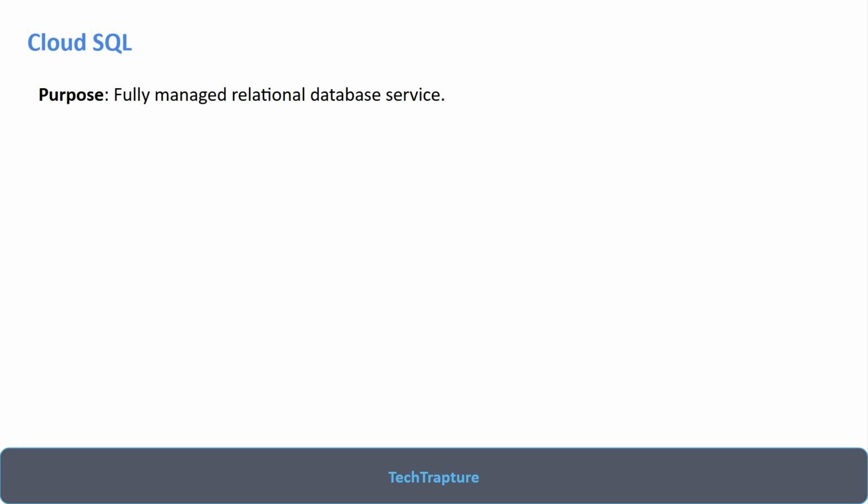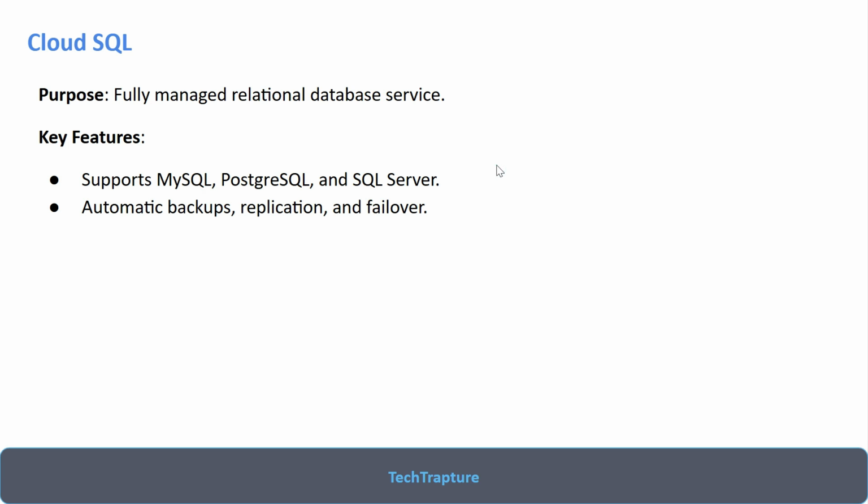But if you are using Cloud SQL, this is a fully managed database service where you just need to select what version of the database you need. So suppose if you need MySQL, if you need SQL Server, if you need Postgres, you just select the version and it will create the managed version for you. You don't need to do any kind of additional installation for your Cloud SQL. So this supports MySQL, Postgres, and SQL Server. Okay, so it helps you to get automatic backup, replication, and failover.